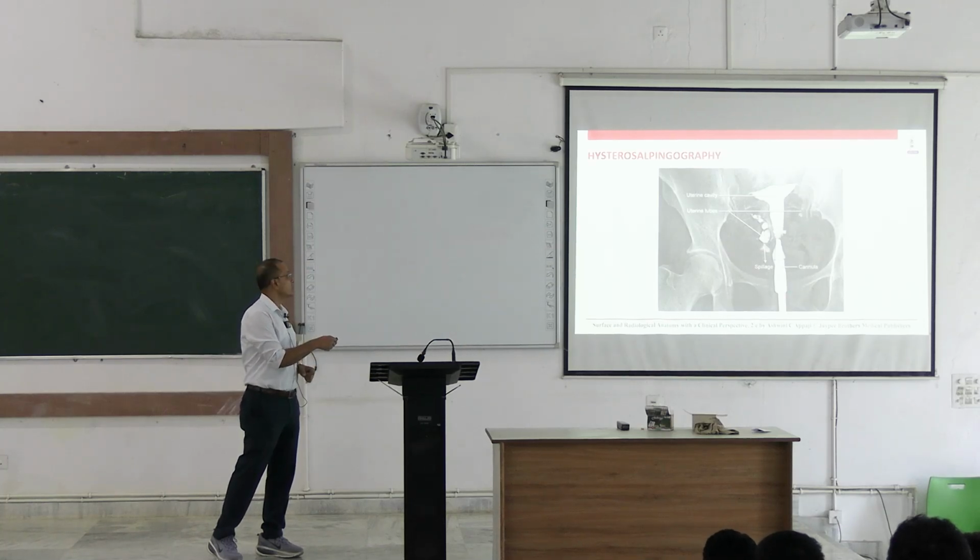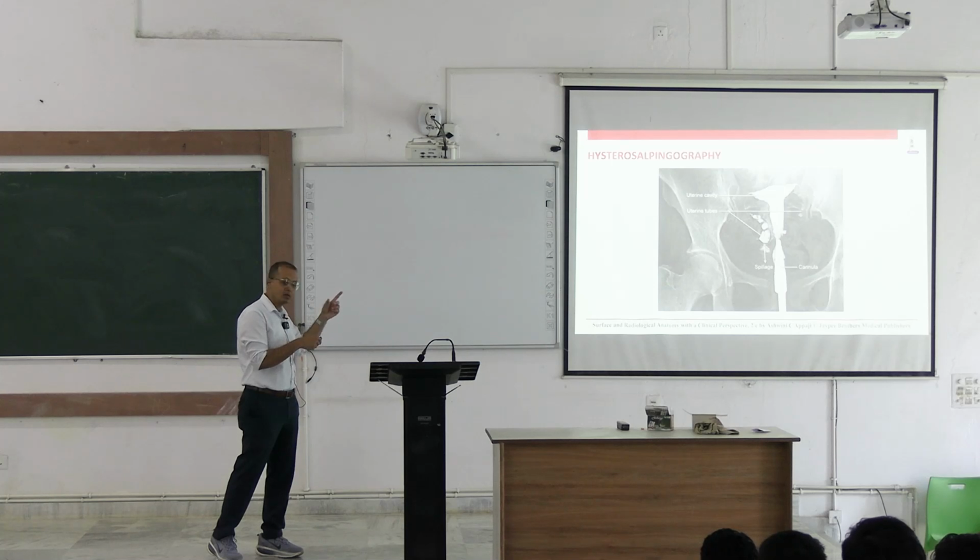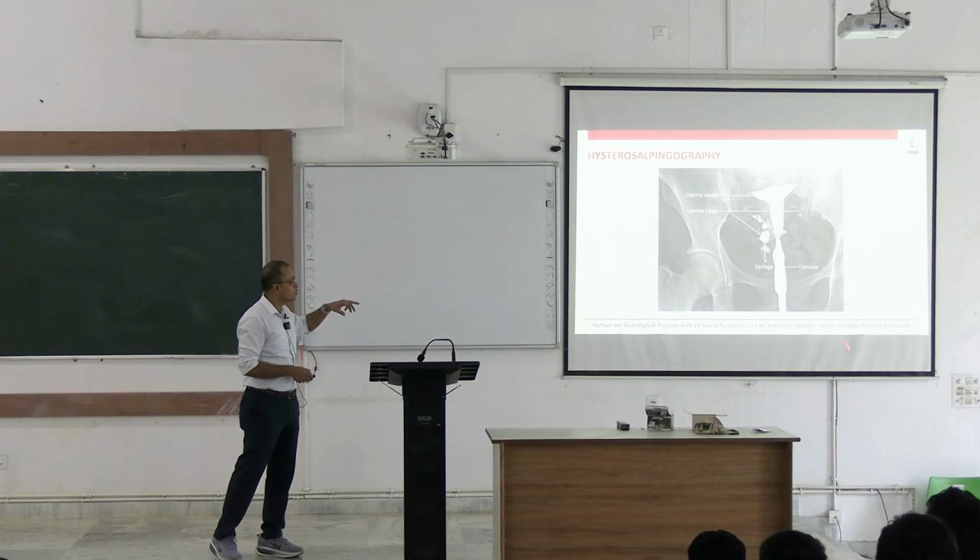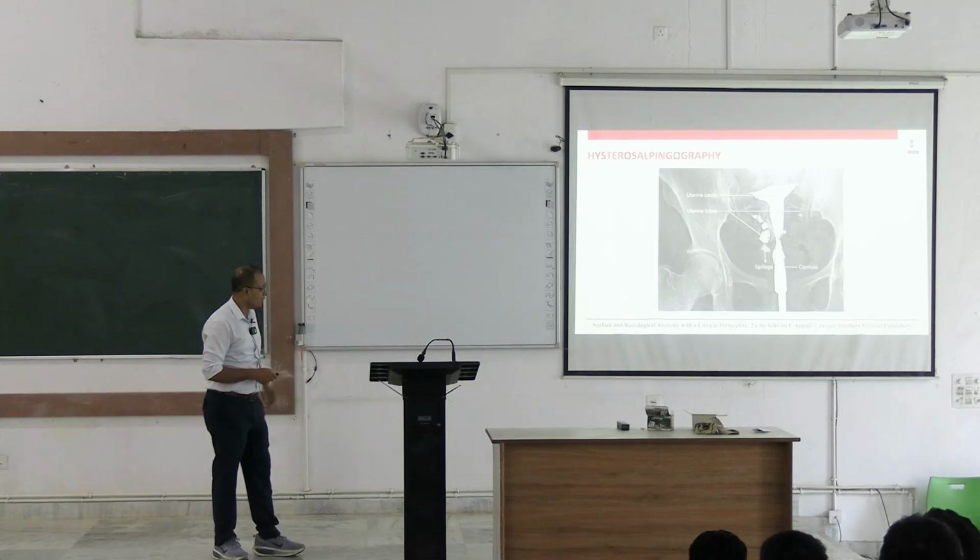So you're seeing the interior of the uterus, you're seeing the fallopian tube and parts of it, and everything is taken in the same picture using this dye, which is given through the vagina or the cervix and seen through. So we call this a hysterosalpingogram.